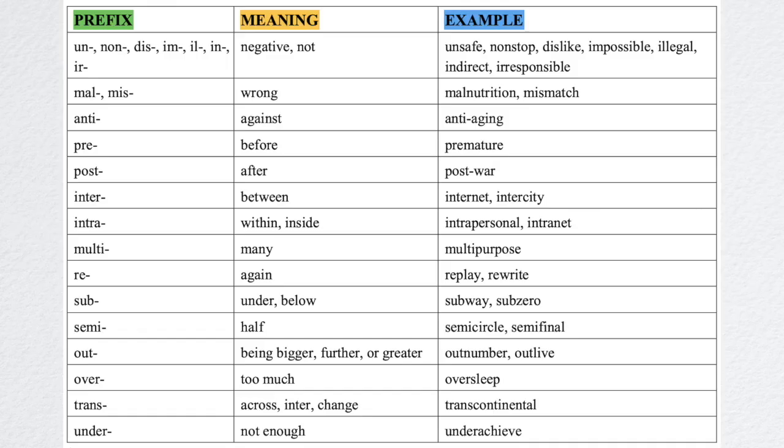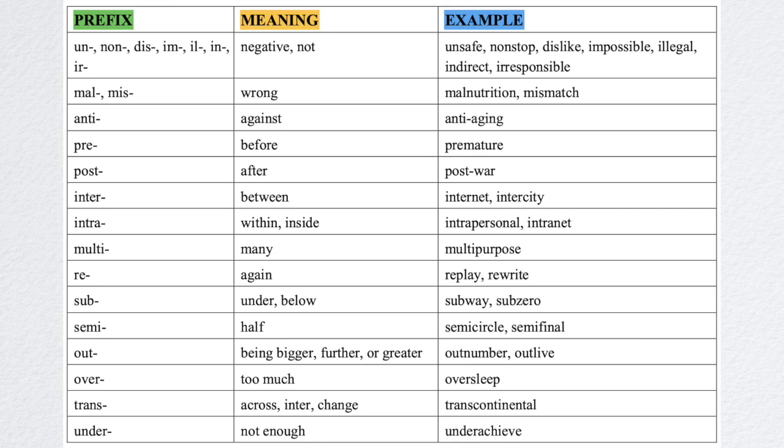Prefixes like un, non, dis, im, il, in, and ir are used to mean the opposite of a word. For example, unsafe, non-stop, and dislike. Prefixes mal and mis mean wrong, bad or badly, not correctly. For example, malnutrition, mismatch, or misunderstanding. Anti means against. For example, anti-aging. Pre means before, precaution or premature.